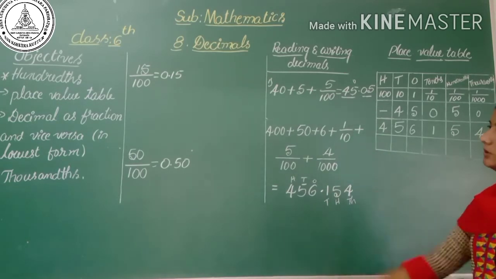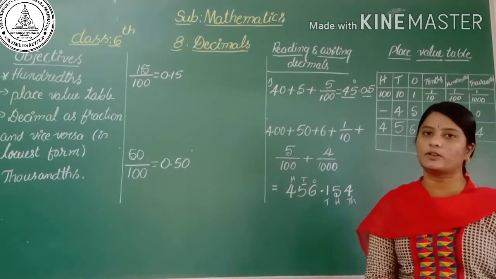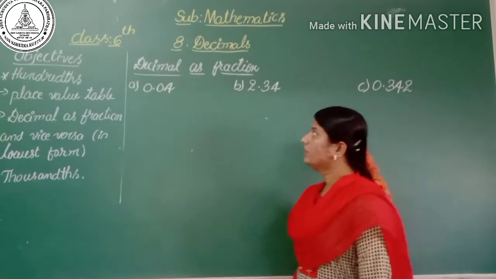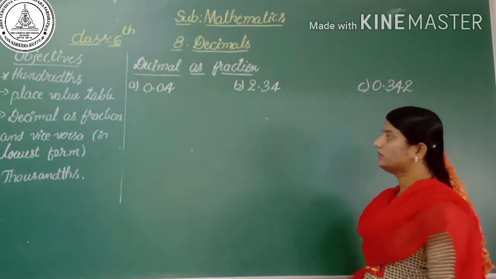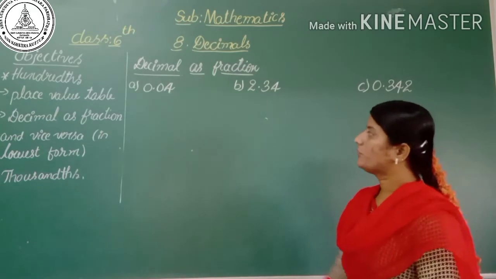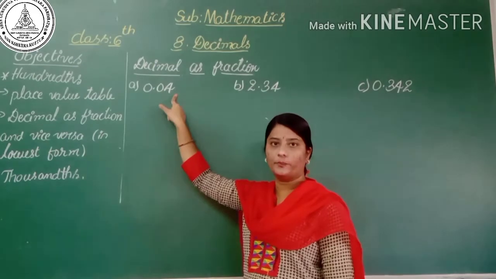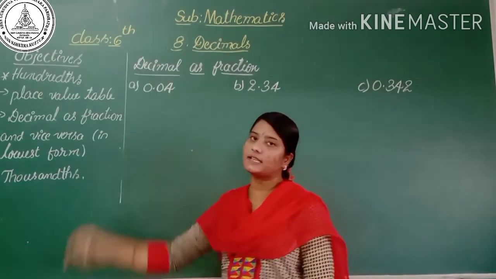Yes. Let's learn how to write the decimal as a fraction and vice versa, and in the simplest form. Okay? Yes. Now write decimal as fraction. Here I have taken 3 examples. The first decimal is 0.04. Okay. So 0.04. How can we write it as a fraction?